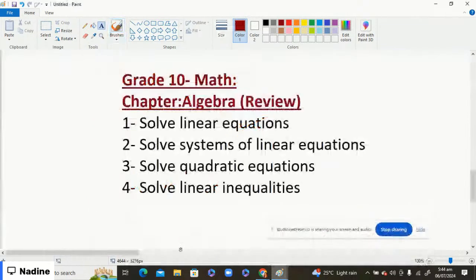So we have covered today, everyone, Grade 10 Maths. This is the name of the chapter, Algebra Review. So we completed this chapter today. These are the last 4 lessons that we covered today: solve linear equations, solve systems of linear equations, solve quadratic equations, and solve linear inequalities. Hope you guys understand this lesson. And remember one thing, before starting the next session, practice all these lessons. If you still need help with any question, you can contact tutors on Skype, available Monday to Friday, 5 to 9 p.m.